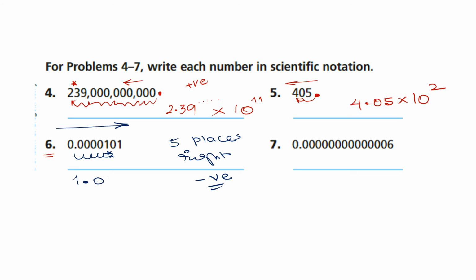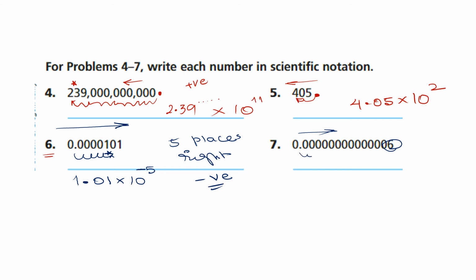1.01 times 10 to the power of 5, but with a negative sign. So never write the negative after the 5. Always write it before the 5. Finish question number 7. That is, move to the right, which means after the first digit, that is the first digit, 6. Let's move towards the right, which means the exponent will be negative.